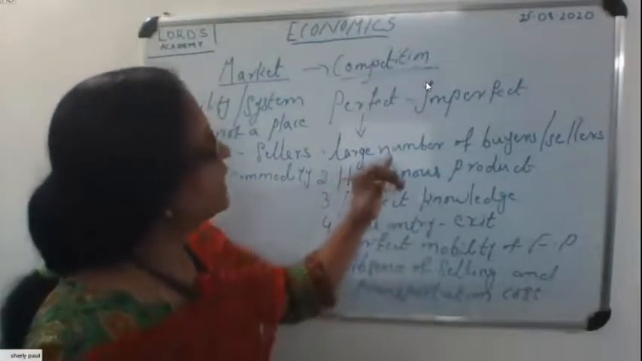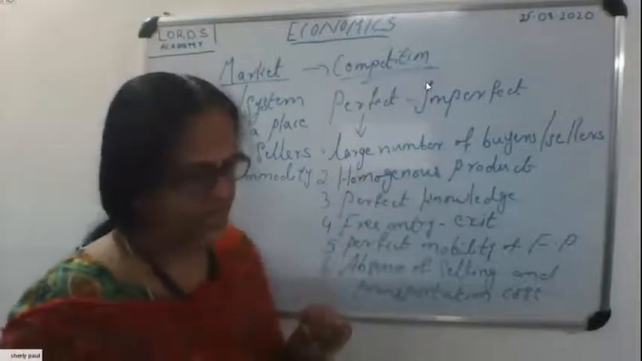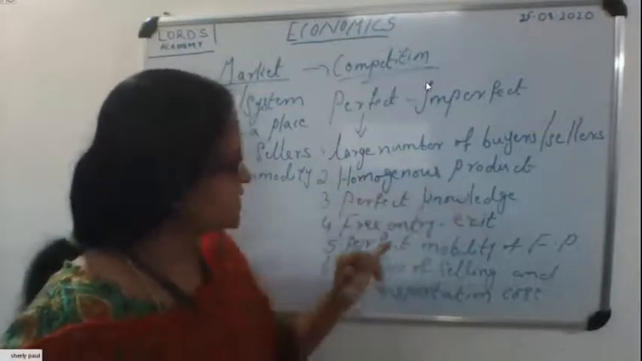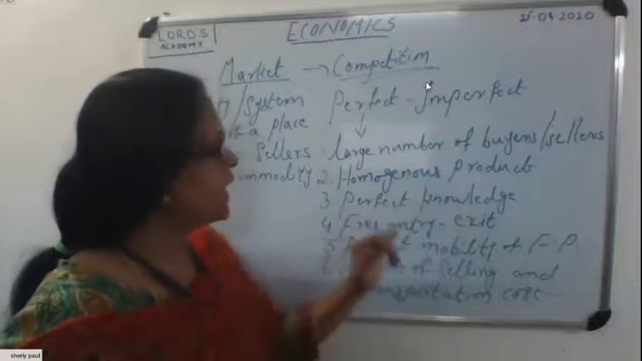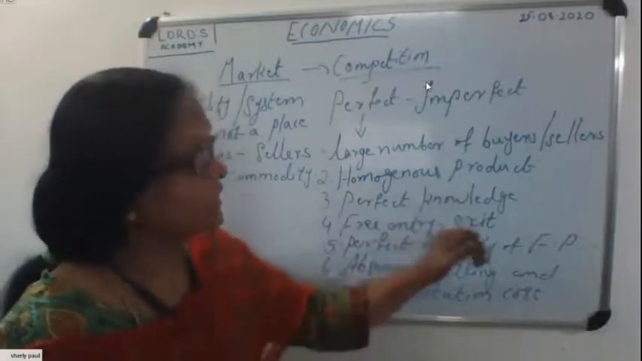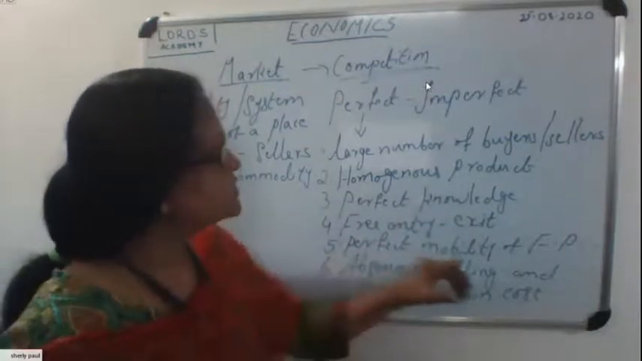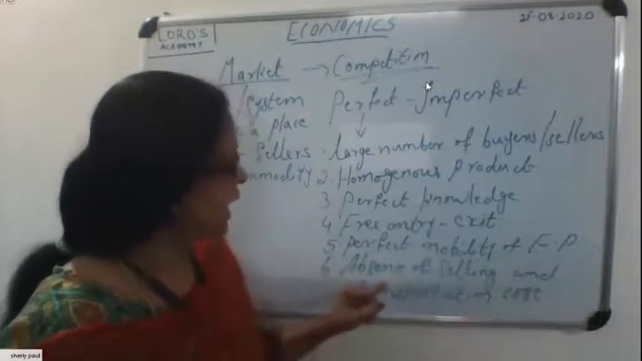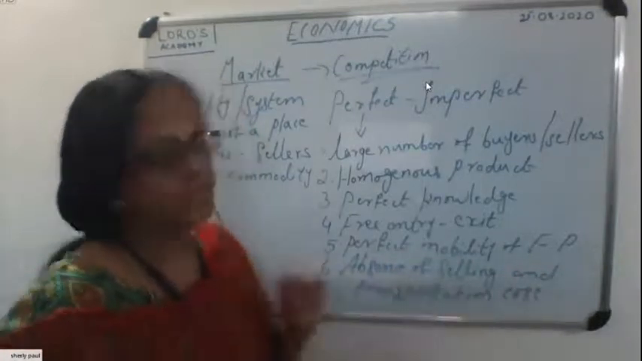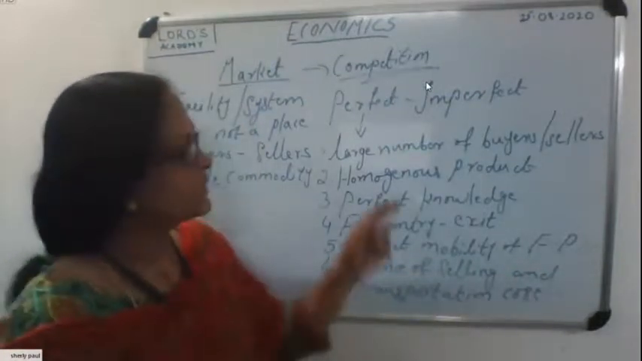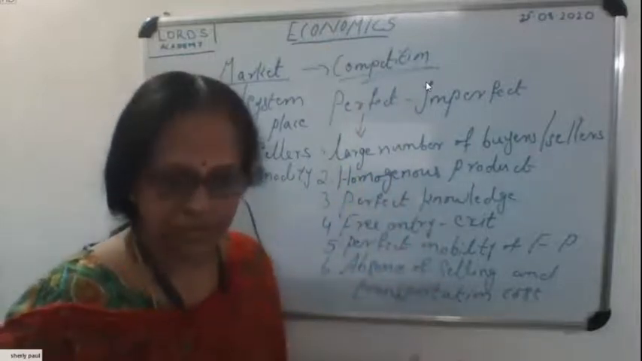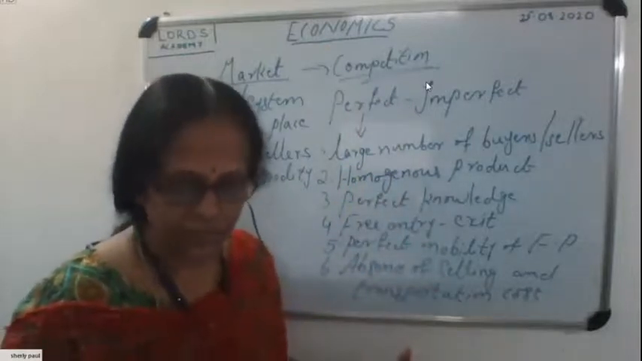What are the features we can say? First one is a large number of buyers and sellers, homogeneous product, perfect knowledge, free entry and exit of firms, and perfect mobility of factors of production, absence of selling and transportation cost. These are the characteristics of perfect competition. I hope it is clear for you.